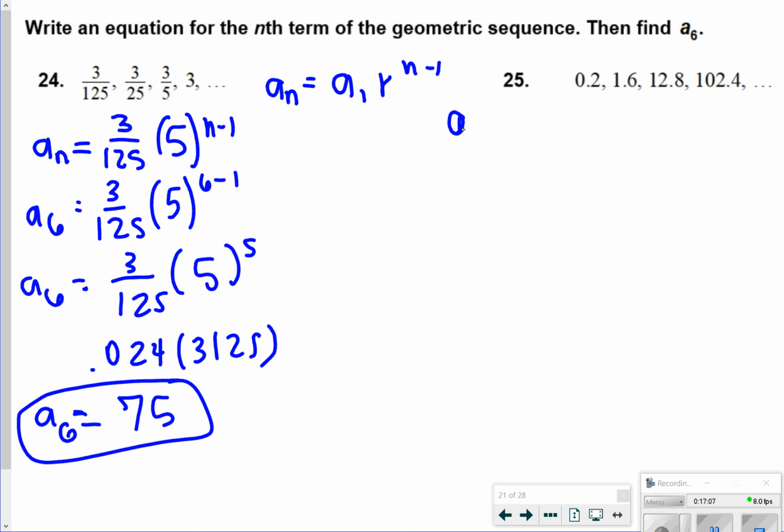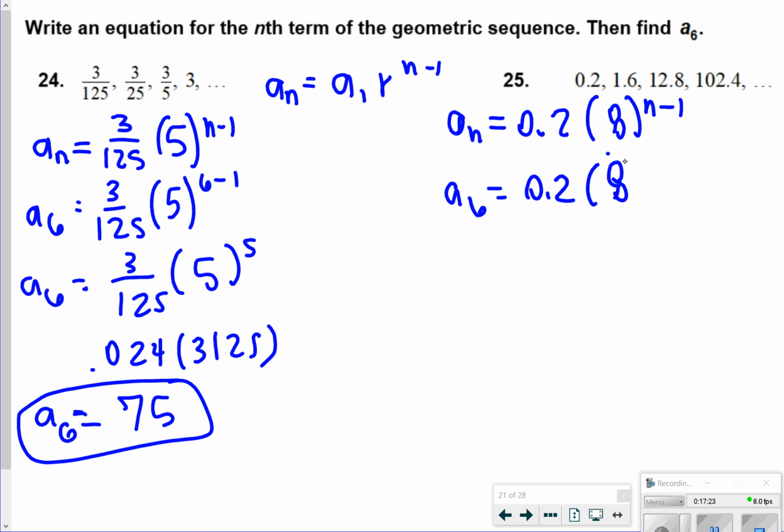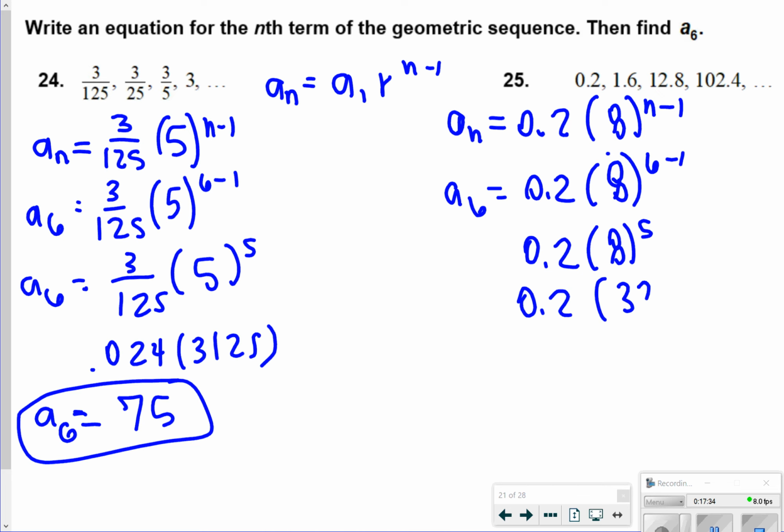And then for this one, my first term is 0.2, and then everything is being multiplied by 8. So 8 is my common ratio. Now I'm ready to find a of 6. So 0.2 times 8, parentheses 6 minus 1, that's going to be 0.2 times 8 to the 5th power, or 0.2 times a really big number, 32,768, and I will get 6,553.6.